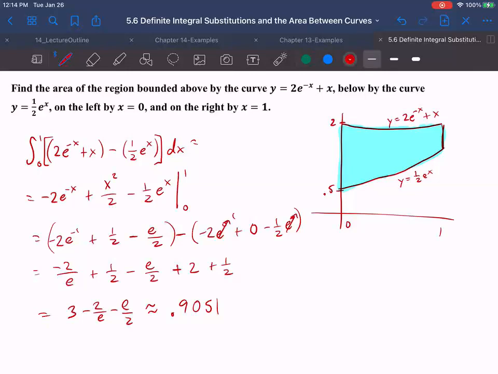And if you got a negative answer, you probably did something wrong and you need to go back, right? Like if you had done 1/2 e to the x minus the other one, if you had flip-flopped them. So be careful you don't get a negative answer doing this. Okay? Good?